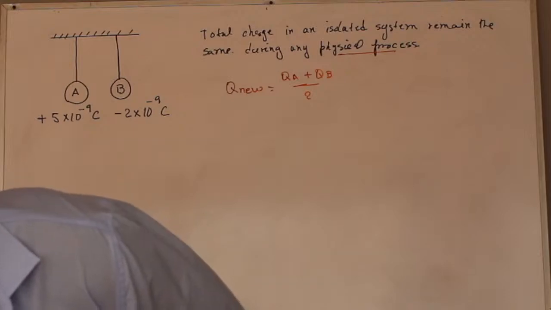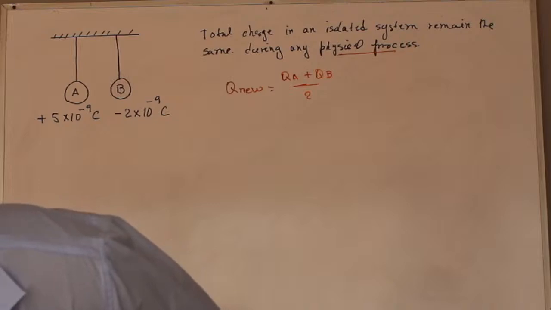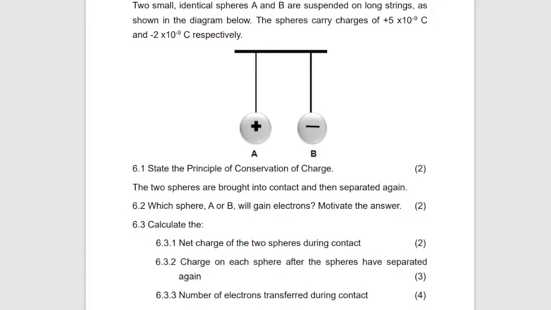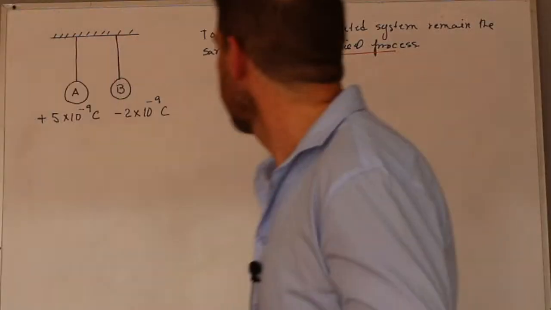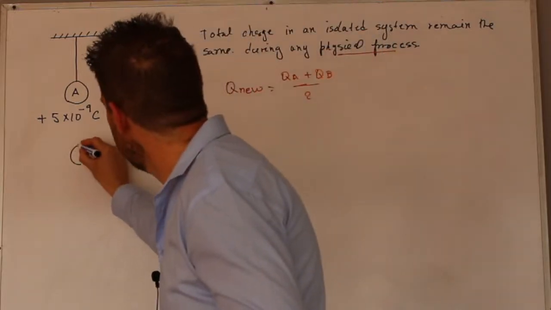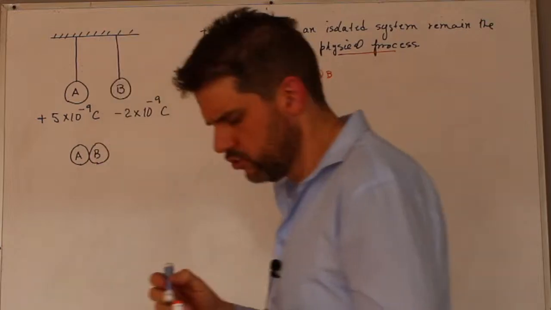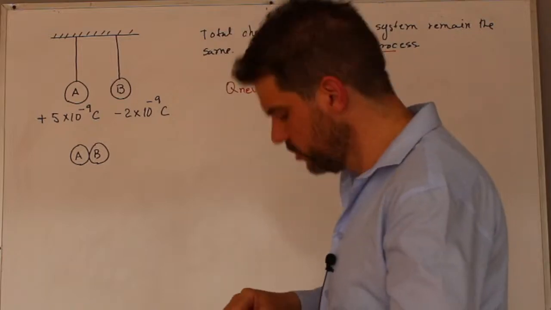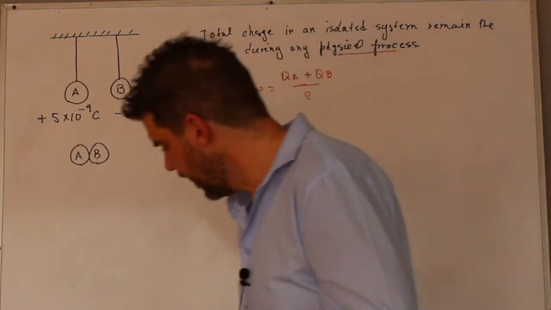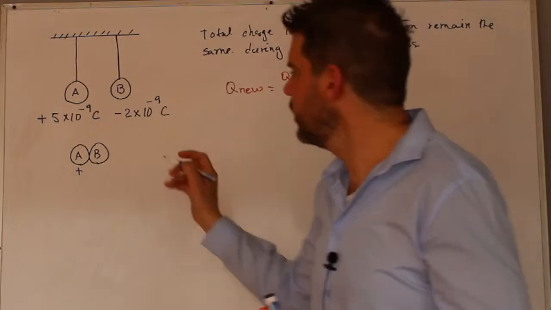Now, the next question is the important one. I have to move to this side so I can see it. The next question asks what happens after they touch each other. So let's see. The two spheres come along and touch each other, so for instance A and B are touching each other. You need to know that sphere A is positively charged. How do I know that? Because they're telling you that. So this one is positively charged and sphere B is negatively charged.